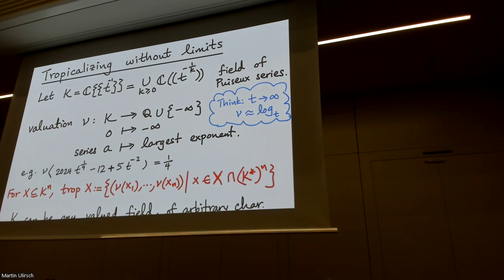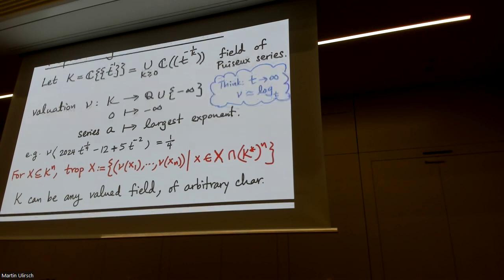Then there is a valuation map that takes a series to its largest exponent, instead of the smallest; it's the max-min choice. Yes, okay, I'm sorry, Kevin. You should think of it as, when t goes to infinity, this valuation is doing two things at once. It's taking the logarithm and the limit as t goes to infinity. So we're doing the limit without taking limits. Then tropicalization is defined as the Euclidean closure of the set of valuations.